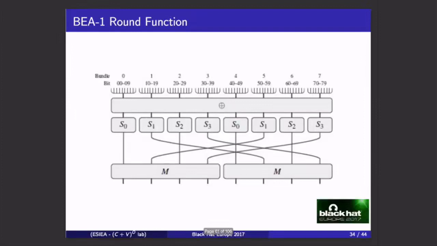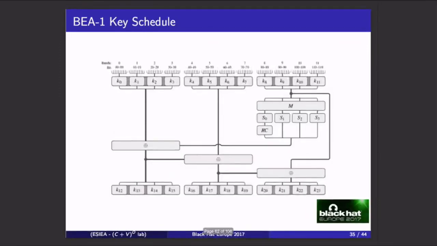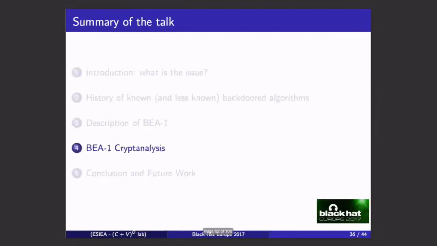Very quickly, you have the round function. You have a key whitening part, the S-boxes, and a diffusion layer, so everything is very classical. You have the key schedule, so I won't go into detail too much. Now let us see how to exploit that.